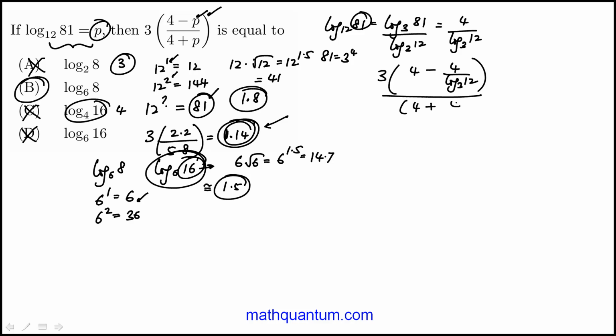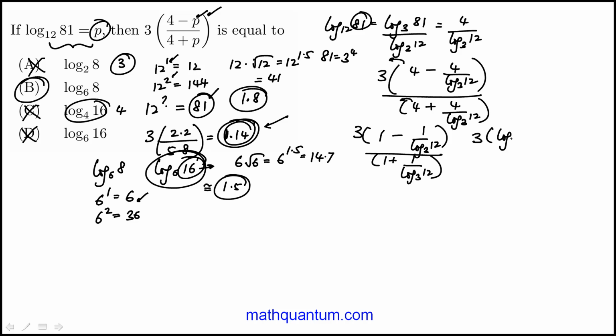4 plus 4 log 3 of 12. Now you'll notice if I factor out a 4 here and a 4 here, that would drop. So we'll just be left with 1 minus log 3 of 12 over 1 plus 1 over log 3 of 12. And if we add these up, the denominator would drop out. So we are here.